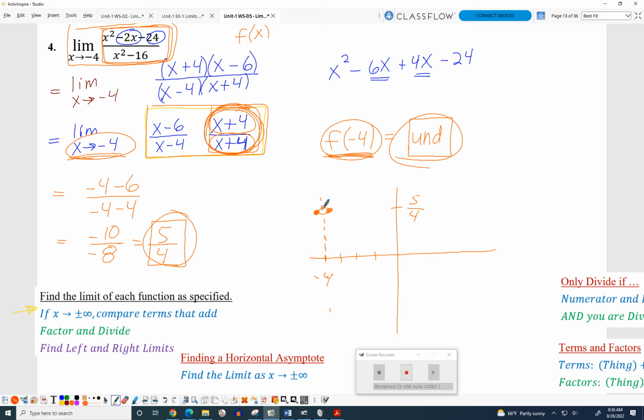Cool. We've done the first part of the problem. We need to do the second part, which is we need to focus on determining if there's a horizontal asymptote or not. Let's get a vote from the room. We have two options. We have to go figure out the limit as x approaches positive and negative infinity.